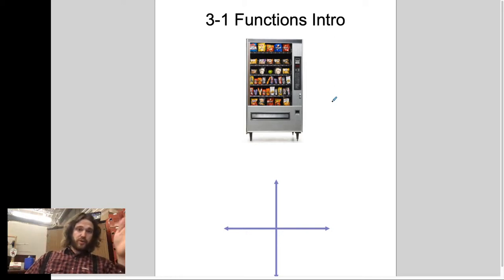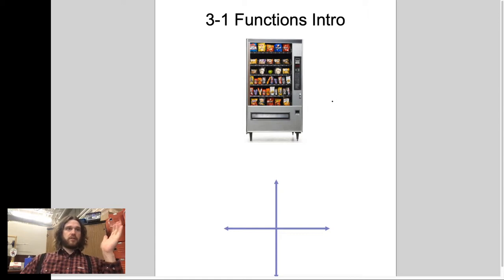We're about to begin Unit 3 in Algebra 1, which talks about functions. Alright, so let's get started.